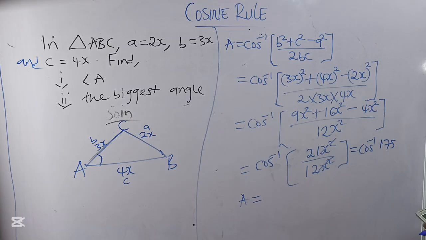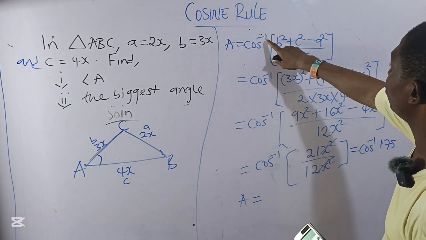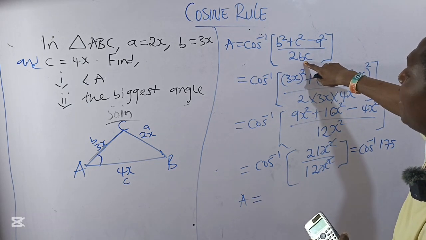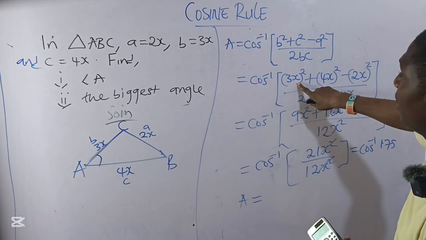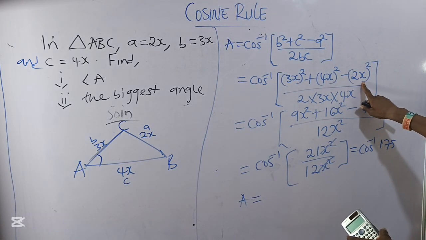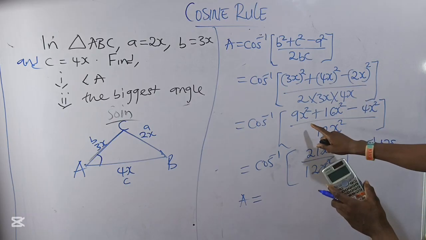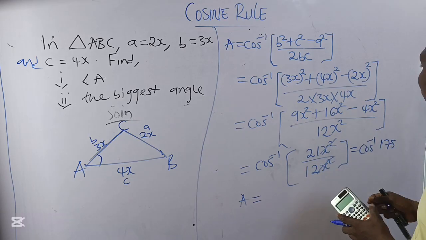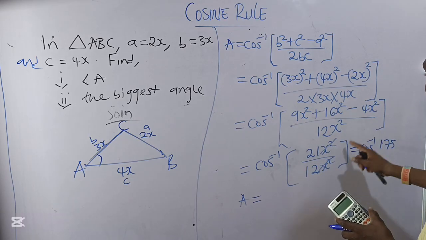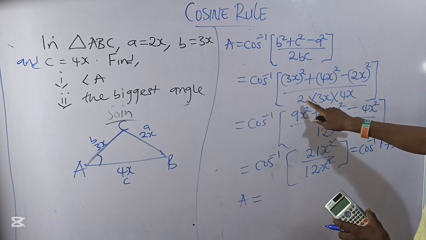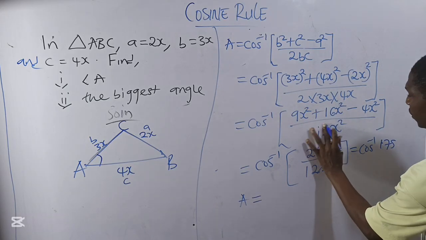Let's verify what we've done. Our angle A will be equal to cos inverse of b squared plus c squared minus a squared all over 2bc. My b there happens to be 3 squared, and my c happens to be 4 squared, and I have my minus a squared, and my a is 2. So I have 9 plus 16 minus 4. 9 plus 16 is 25, and this will give me 21, all over 3 times 4 is 12, times 2, 24. So here is supposed to be 24.